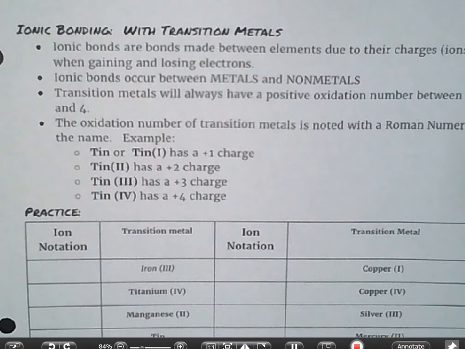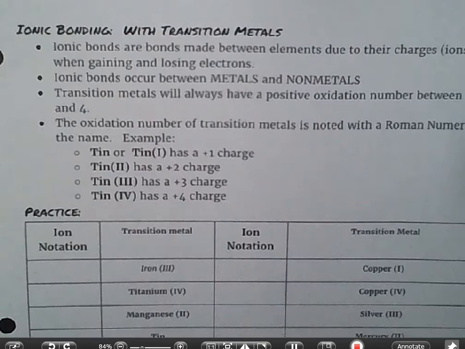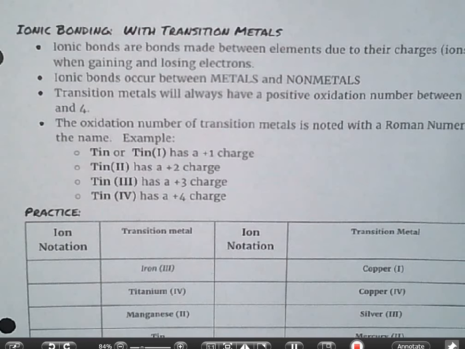All right, this is just a real quick run through about ionic bonding with transition metals. So this looks just like the other sheet that we had. And the thing about this one here is you have transition metals.